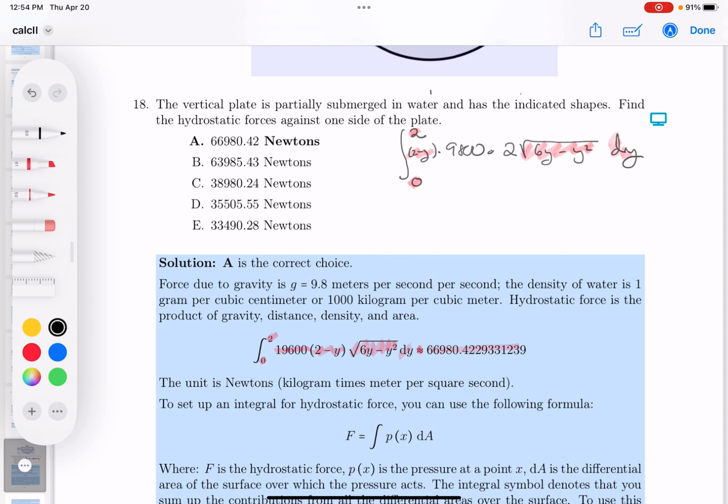I could look that up. Yeah, I see Newtons being listed. And I'm looking for the number. What number am I looking for? 66,980, and this is the only one that matches that. All right? And again, we're getting pretty good results there.